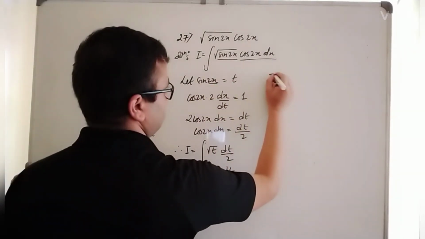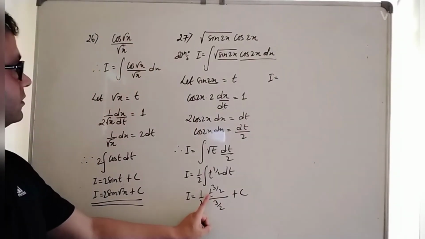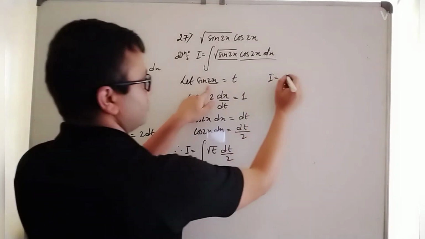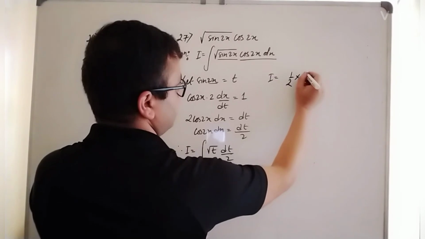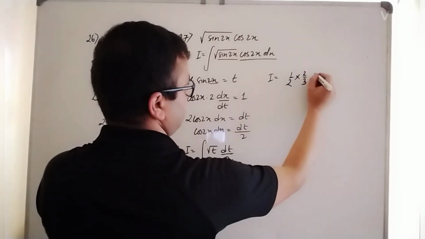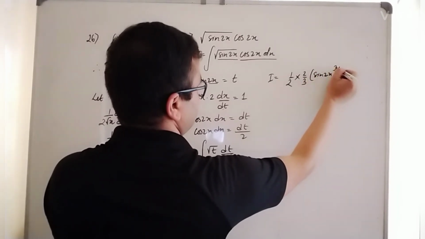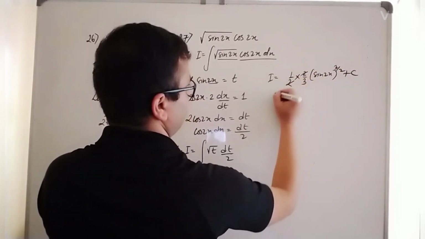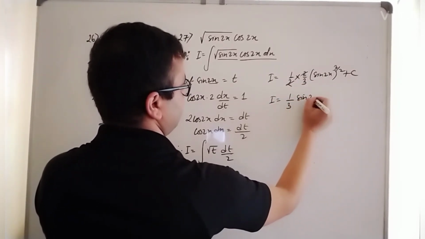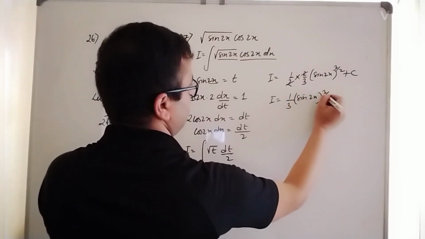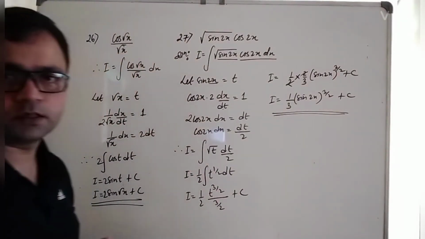What is t? The value of t is sin 2x. So this is 1 by 2 into 2 by 3, sin 2x whole to the power 3 by 2 plus c. Now we can cut 2. I equals 1 by 3 sin 2x whole to the power 3 by 2 plus c. Now this is the answer. Okay, this much for today. Thank you.